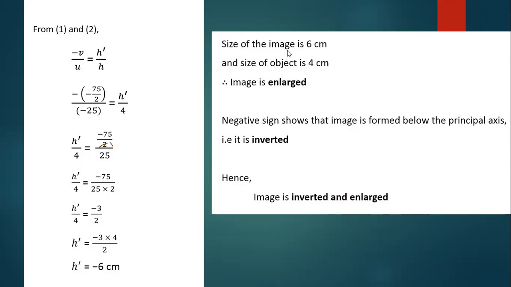Next, the size of the image is 6 centimeter, I found. The size of the object is 4 centimeter. What is the difference between the two of them? 6 centimeter is bigger than 4 centimeter, right? So that is why I can say that the image is enlarged. And then I also have a minus sign with the image. So that is why I can say that the image is inverted. Therefore, what is the nature of the image now? It is inverted and enlarged.